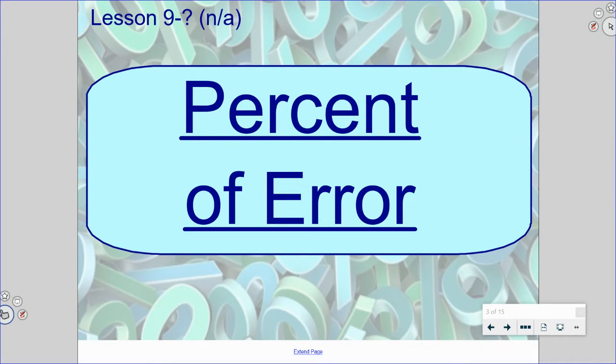And welcome everybody to a lesson on percent of error. We've been talking about percentages for a while. Now we're going to talk about, hey, how far were you off? Was it a big deal? Was it a small deal?